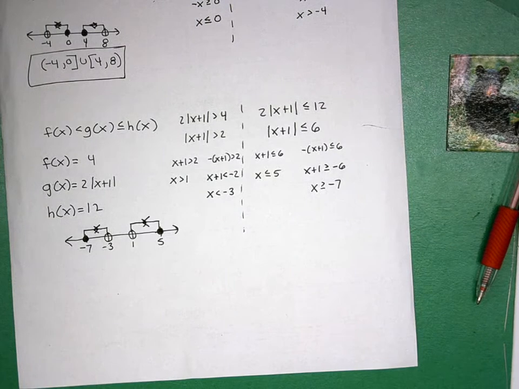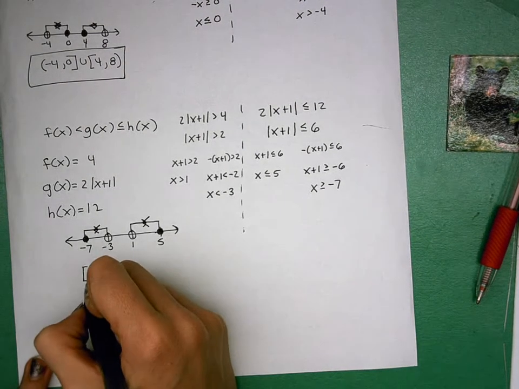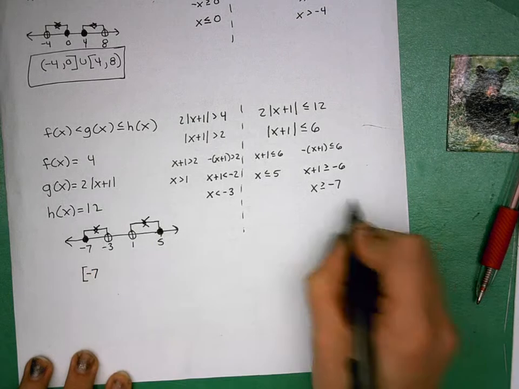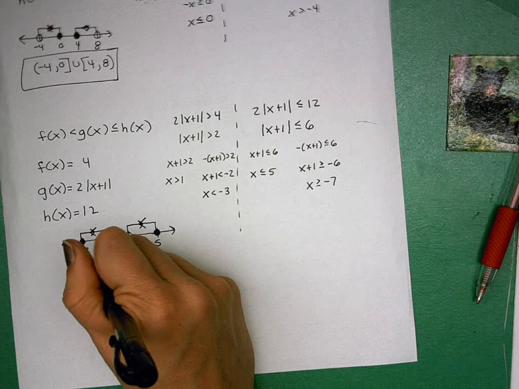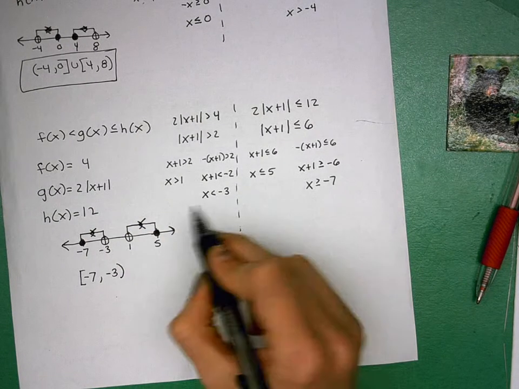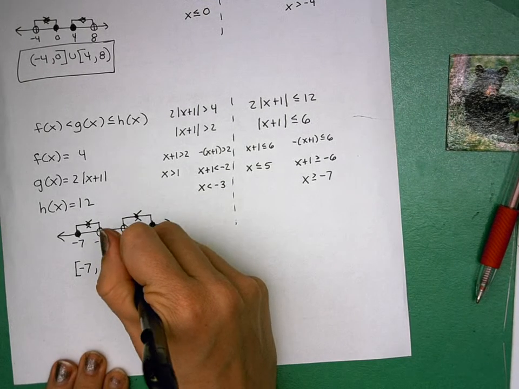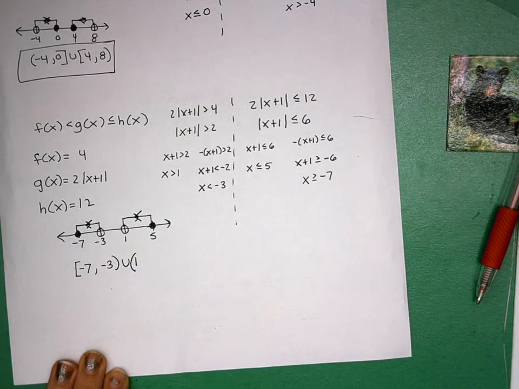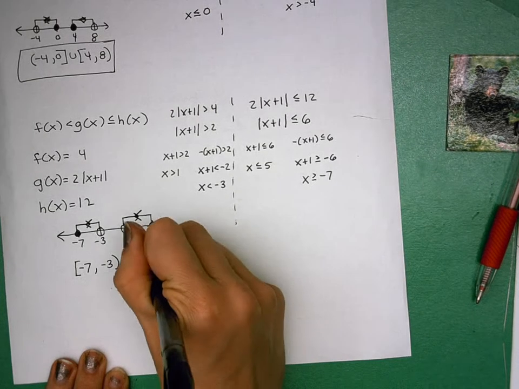And so we have our bounds here that we can find. Negative 7 is going to be a bracket because it had an equals. It was a point on the number line. The negative 3 is going to have a parenthesis. There was no equals. It was a hole. 1 had a parenthesis. Had no equals. It was a hole. And 5 has a bracket because it has an equals. It was a dot.